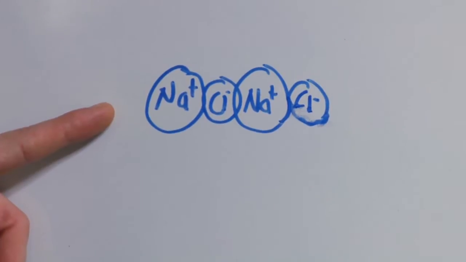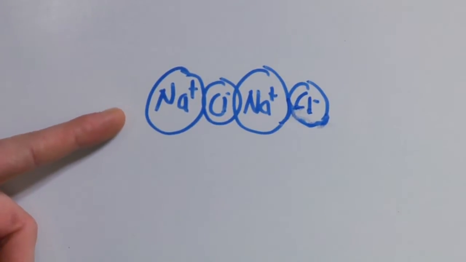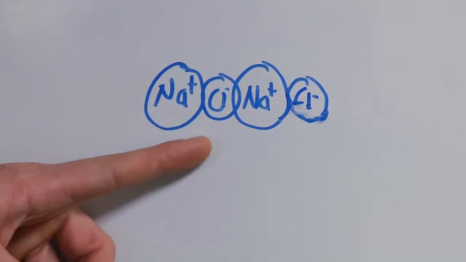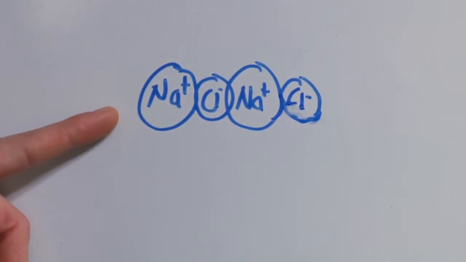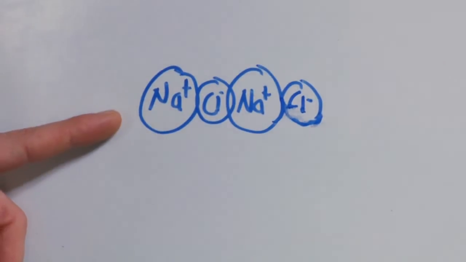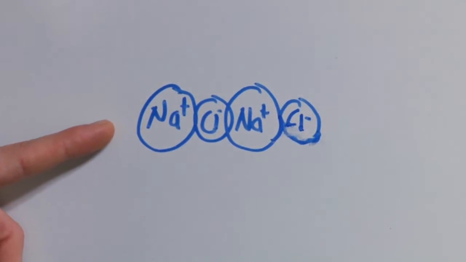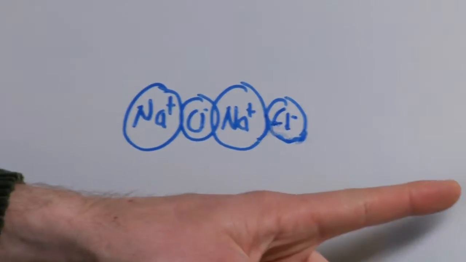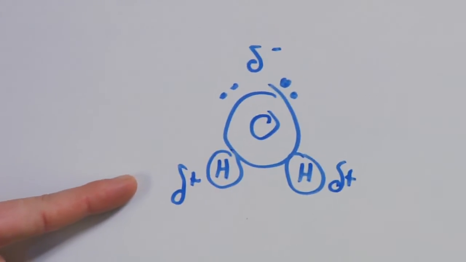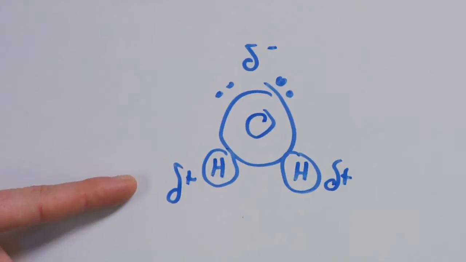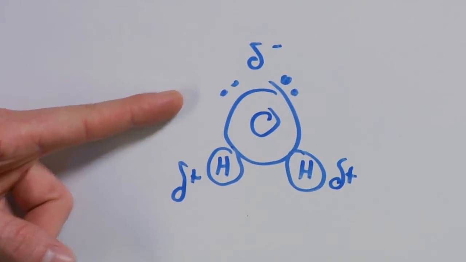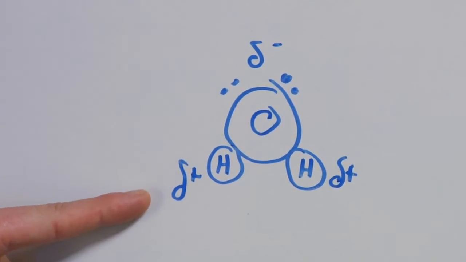Sodium and chlorine interact with each other so that sodium is positively charged and chlorine is negatively charged. They tend to form structures in salts in a way that they just build off of each other. Whereas water tends to unequally share its electrons, making the oxygen partially negative and the hydrogen partially positive.